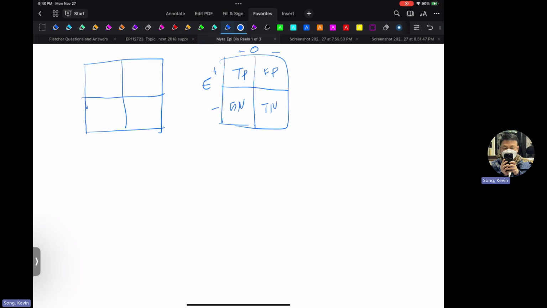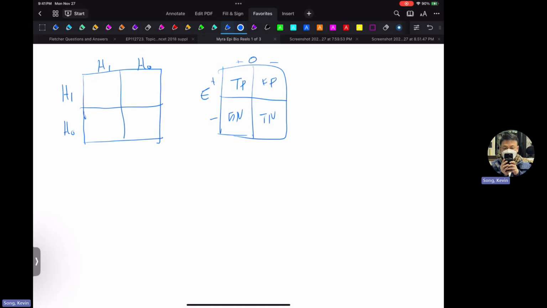Do exactly the same thing. I have no idea why other books and even First Aid switch the rows and try to make the table very complicated. So just draw the same table as is, and then label it this way: H1, H0, H1, H0. What this means is that this is the truth, and this is the testing.